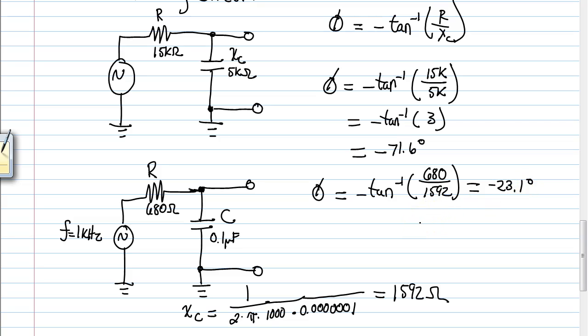Alright, so it shifts it out of phase by 23 degrees in the negative direction. Which means voltage lags. It's a lag circuit. Questions or concerns?